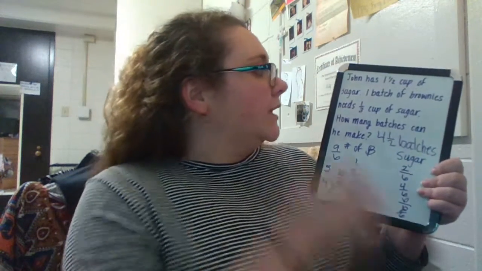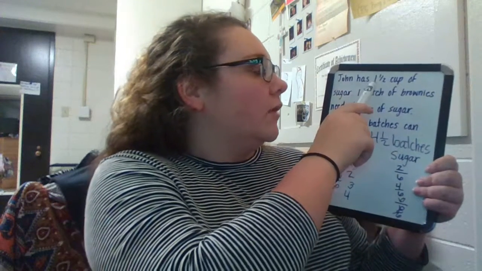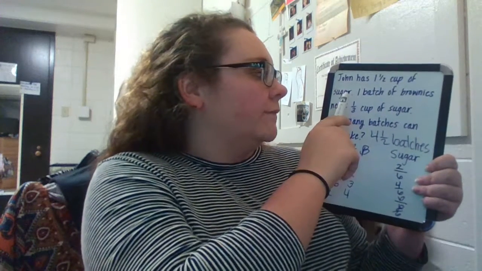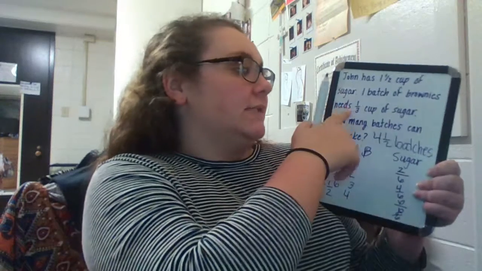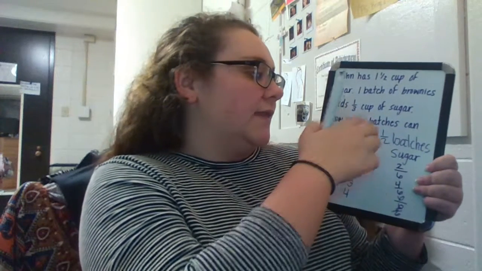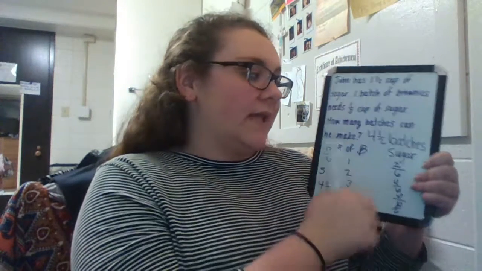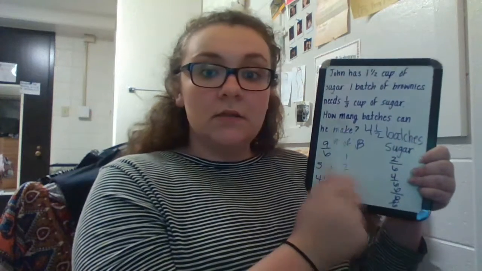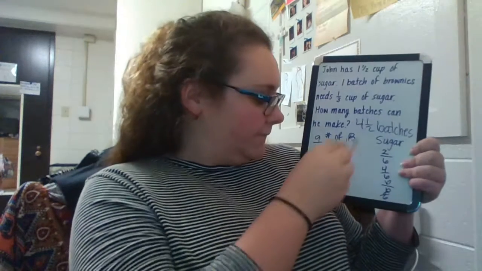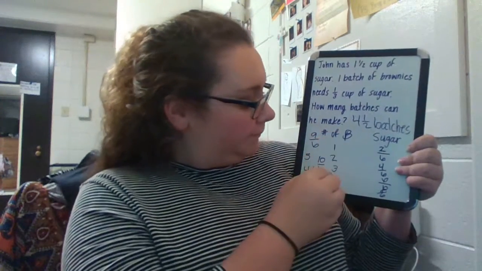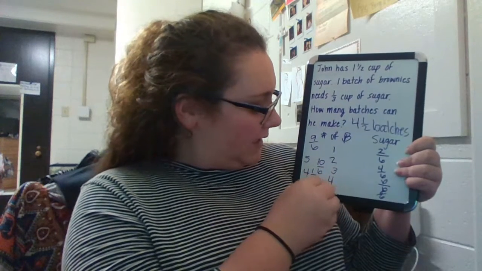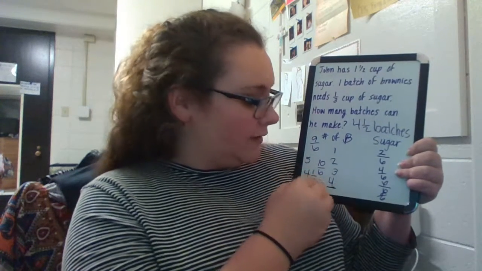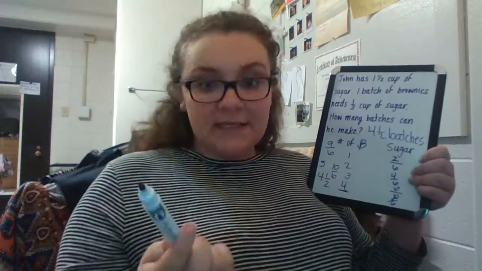So if you have 1 1/2 cups of sugar, but one batch only takes the 1/3 of a cup of sugar, then that means that you can make 4 1/2 batches of brownies, because in between the 4 and the 5 is where you'll find 9/6.